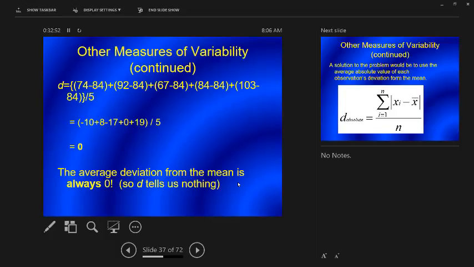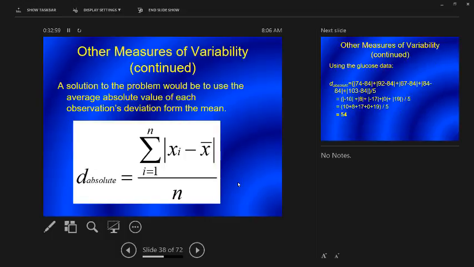Now, what's the problem with Joe's D statistic? The average difference from the mean is always 0. How could we maybe fix that? A very simple way: what if, instead of the average difference from the mean, we took every difference from the mean and used the absolute value instead of the actual value? This would be absolute D, the average absolute difference from the mean.